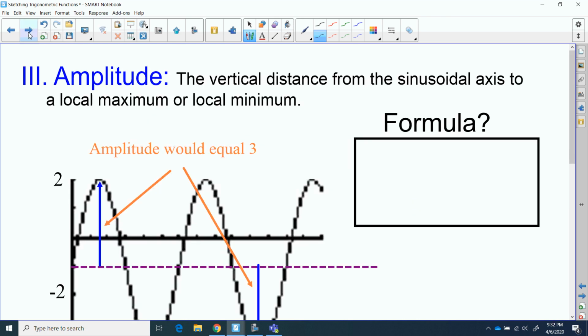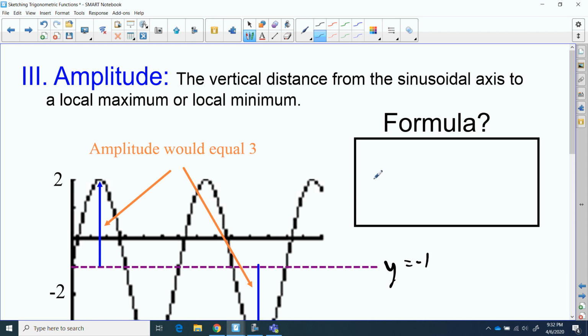Next term, amplitude. Amplitude is a term that refers to how far it is from the sinusoidal axis up to that high or low point. So in this graph, our sinusoidal axis is at y = -1. So there's your sinusoidal axis. What's referred to as the amplitude, which is also, I think, a physics term that you'll use when you study waves, is how far it is from the middle up to the high point. Well, we'd already talked about this, it's 3. So this wave has an amplitude of 3.